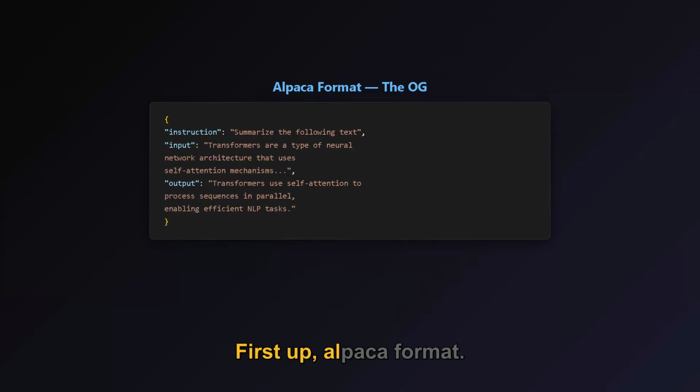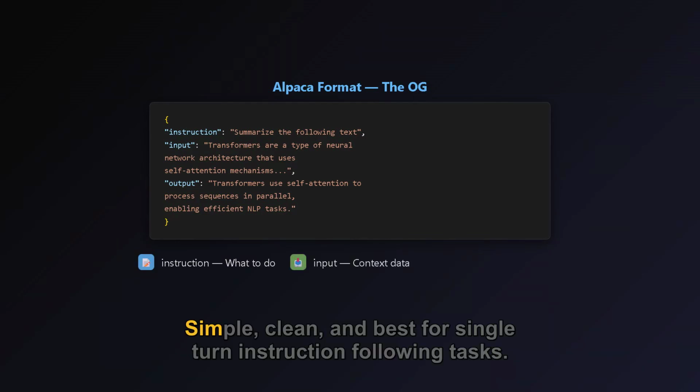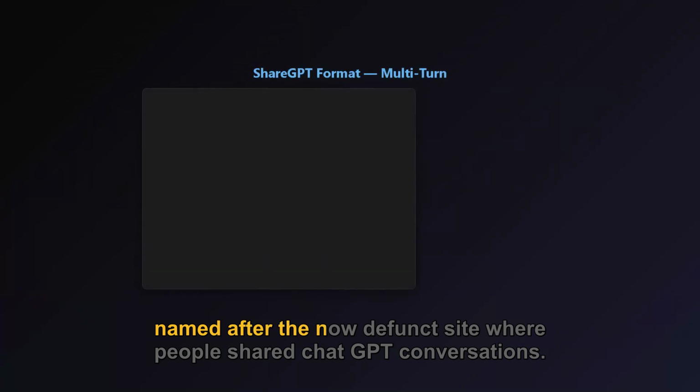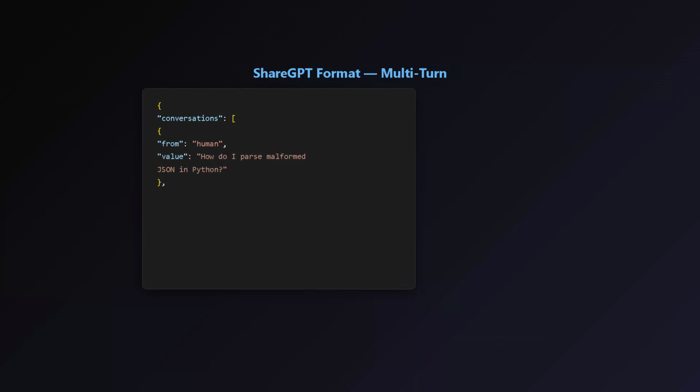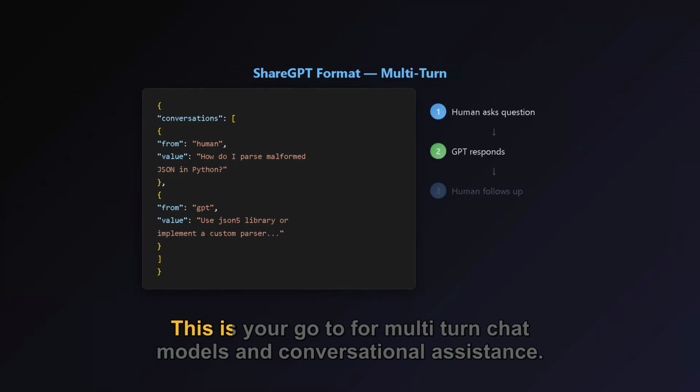First up, Alpaca format. It's the OG, 3 fields: instruction, input, and output. Simple, clean, and best for single-turn instruction-following tasks. Second is ShareGPT format, named after the now-defunct site where people shared ChatGPT conversations. It uses a conversations array with human and GPT turns. This is your go-to for multi-turn chat models and conversational assistants.